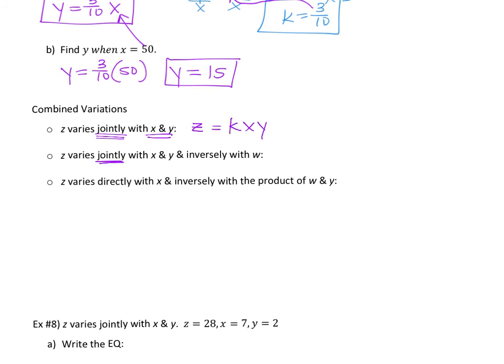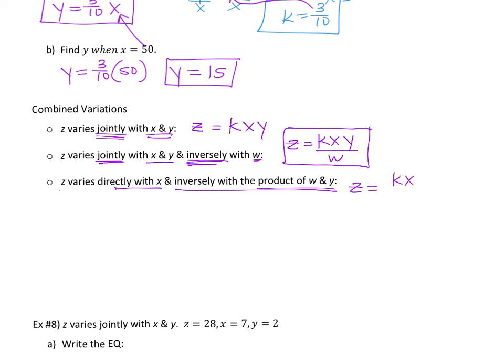This one says z varies jointly with x and y, and inversely with w. That means divide by w. So that would be your equation for that one. Okay, last one, z varies directly with x, so that's k times x, and inversely with the product of w and y. So inversely, divide by the product of w and y. So it's going to look like that. Okay, so we're going to do a few of those.